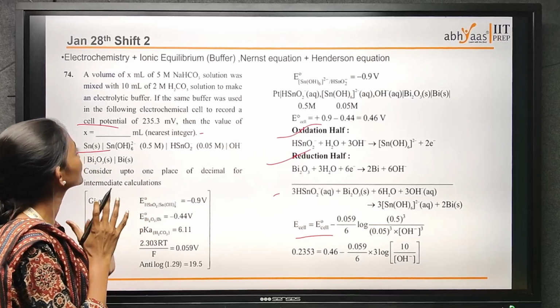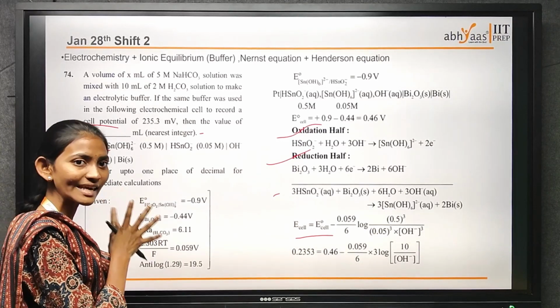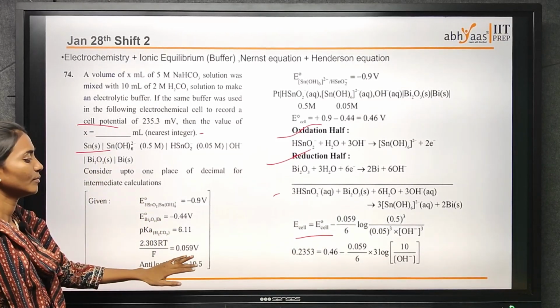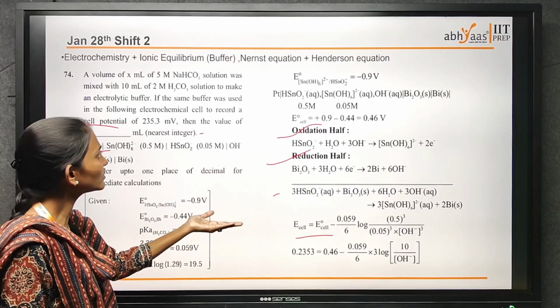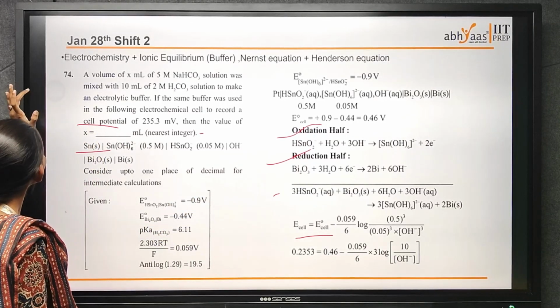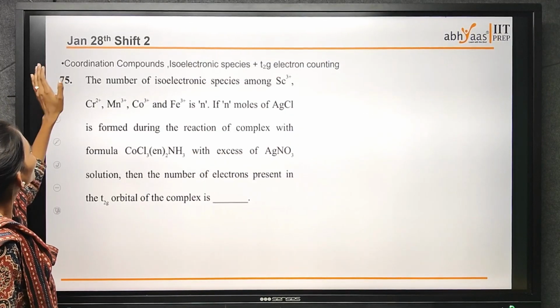They are asking about 3 to 4 concepts in a single question. They have provided the data, but we need to utilize it. So it is a time-taking question. Moving on to the next question, coordination compounds.